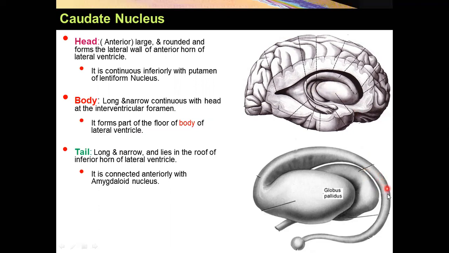The tail of the caudate nucleus is long, narrow, and lies in the roof of inferior horn of lateral ventricle, or the temporal horn of the lateral ventricle. It is connected anteriorly with the amygdaloid nucleus here.